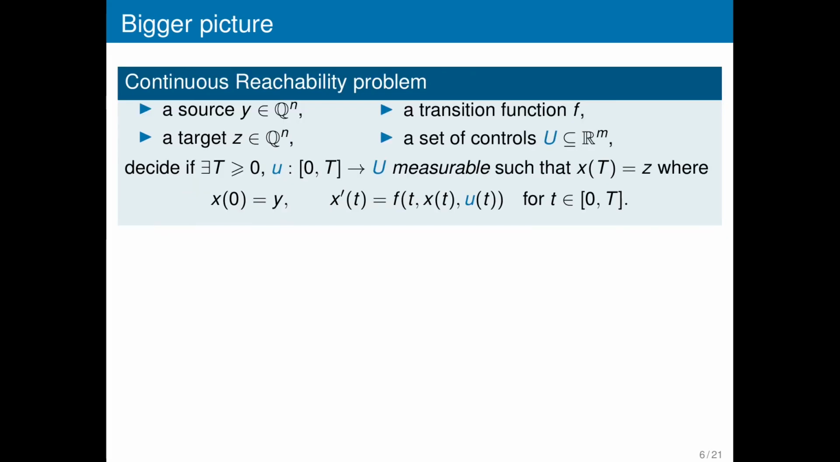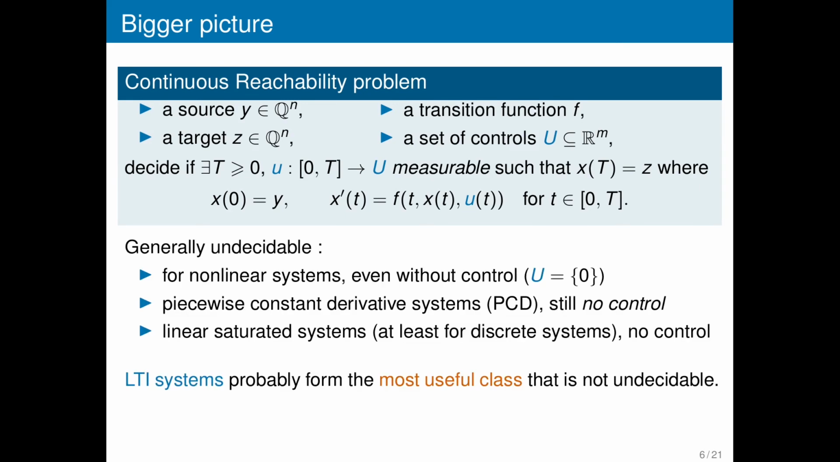We can see this problem as a special case of a more general continuous reachability problem, where we're trying to go from a source y to a target z by using a set of controls, but the transition function f can be an arbitrary function of time t, the position x, and the control u. In particular, notice that the system is now time varying because f can depend on t, and f can be nonlinear. This problem is generally undecidable. For example, for nonlinear systems, even without control, the point-to-point reachability problem is known to be undecidable.